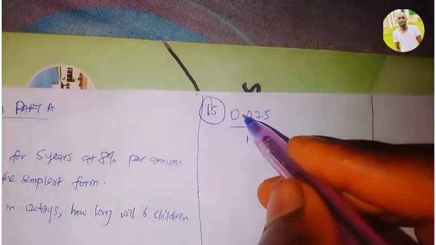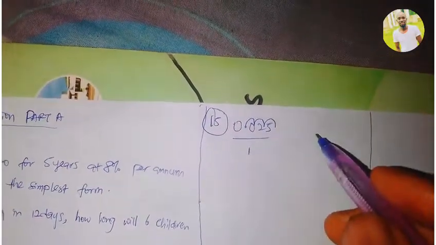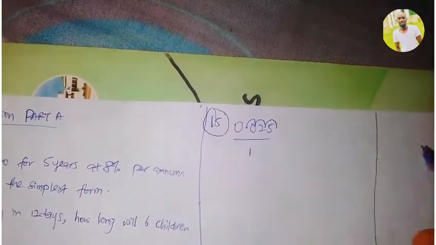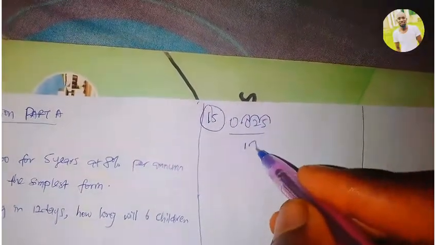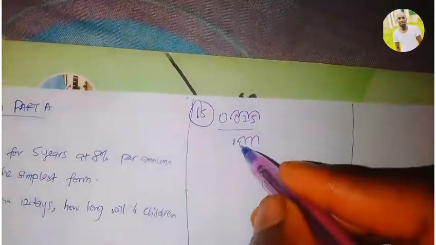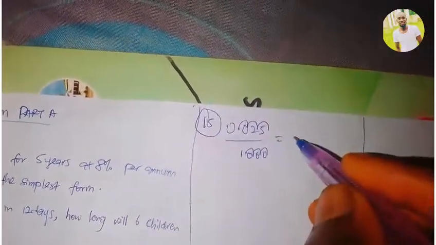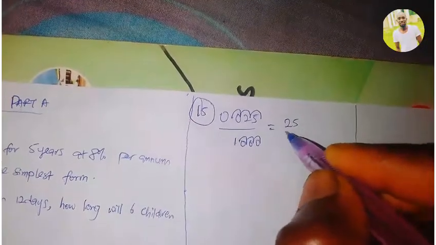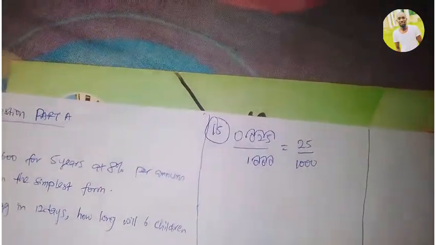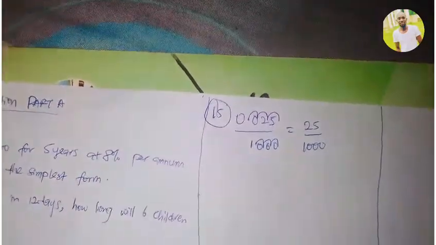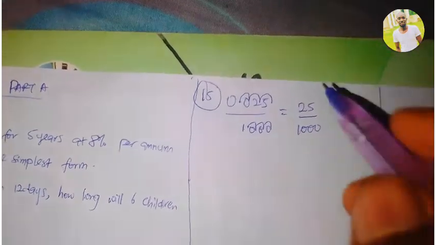In which case, let's throw away the point to the back. How many times do I throw it away? 1, 2, 3. 3 times back. I'll move 3 times also, and in this case, I'll add 0. After doing this, I now have the same representation as 25 over 1000. Which means 0.025 can be expressed as 25 over 1000.